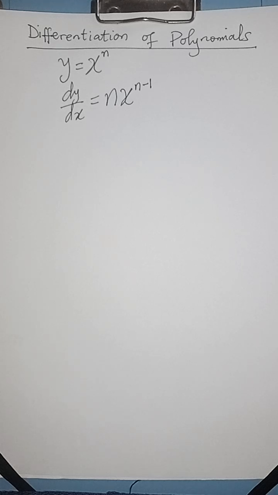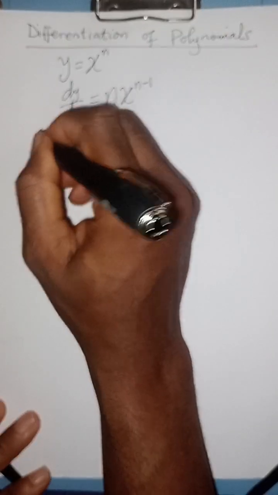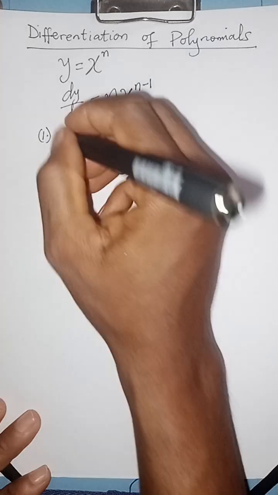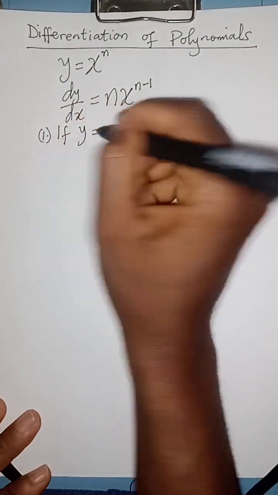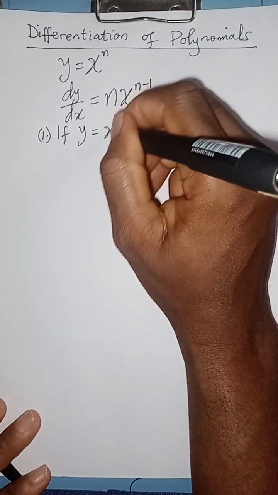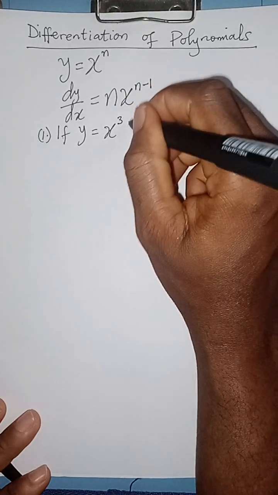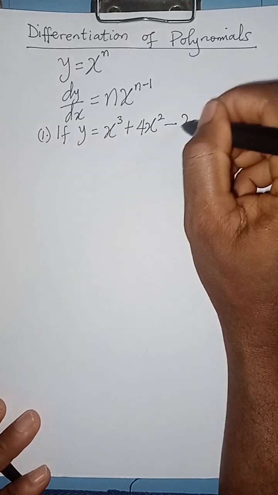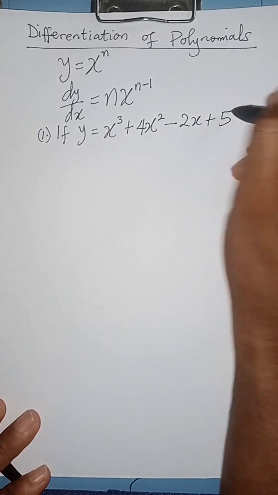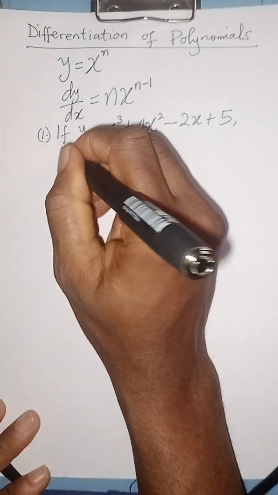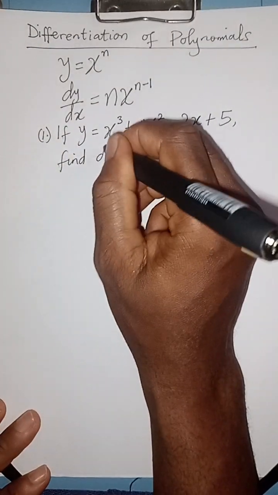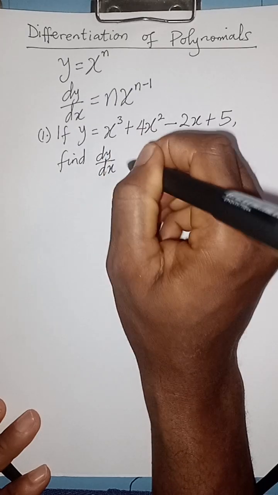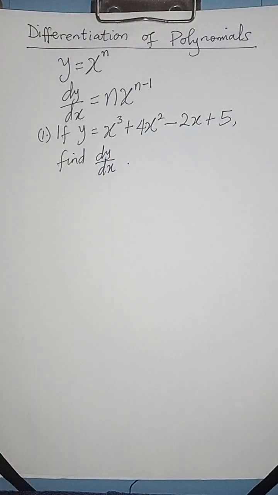Now let's get down into some examples. Example 1. If y is equal to x cubed plus 4x squared minus 2x plus 5, find dy/dx. That's the question. So what do I do? Very easy.